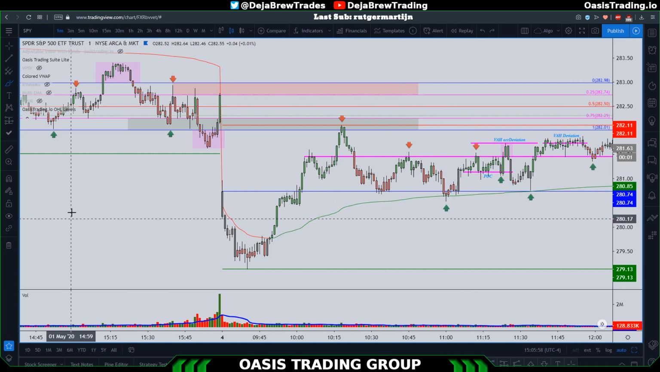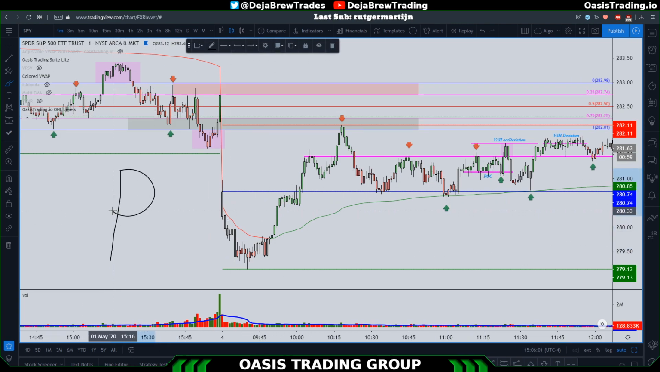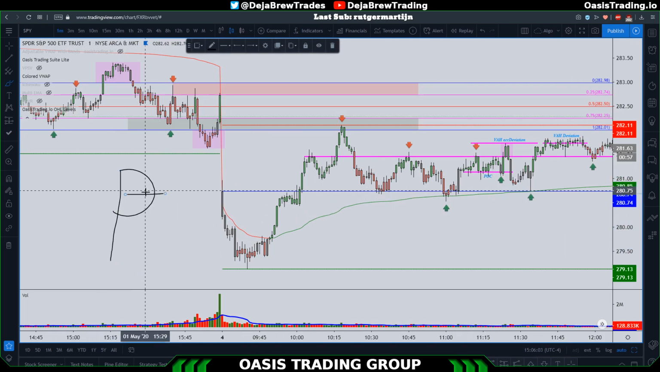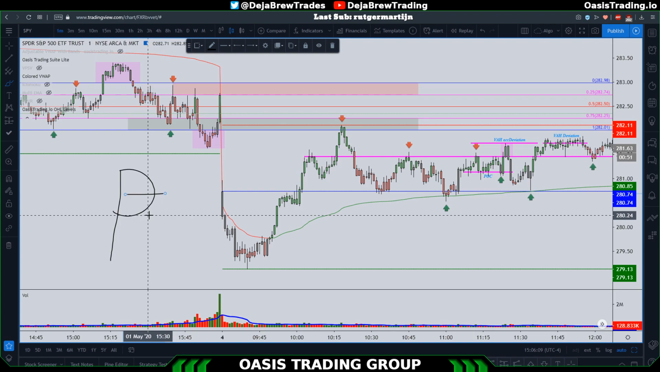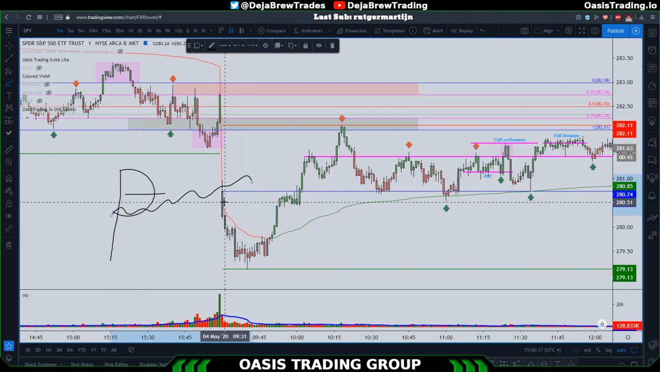So what do we know about P-shaped volume profiles? With P-shaped volume profiles, you want to be a little careful selling the highs, but you are pretty safe to buy the lows because the overall day is bullish. So as long as your price is above VWAP, so let's say VWAP is right here, you're pretty safe to buy those lows on that P-shaped profile, okay?